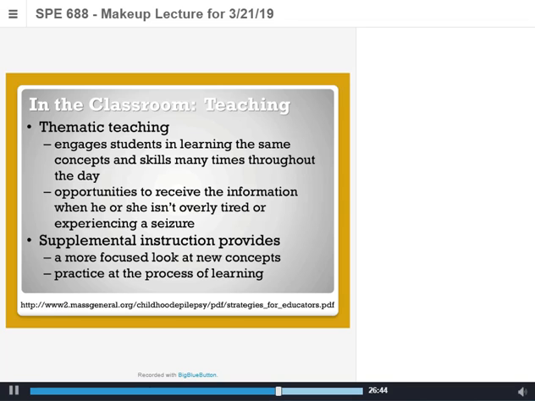And then making sure that they have opportunities to receive that information when they aren't overly tired or, of course, experiencing a seizure. That might mean that we have to have an alternate way for them to get that content if they have a seizure during class. Do we have supplemental resources for them? That's another great universal design strategy. Supplemental instruction might be provided to give a more focused look at new concepts and more practice at processing learning.